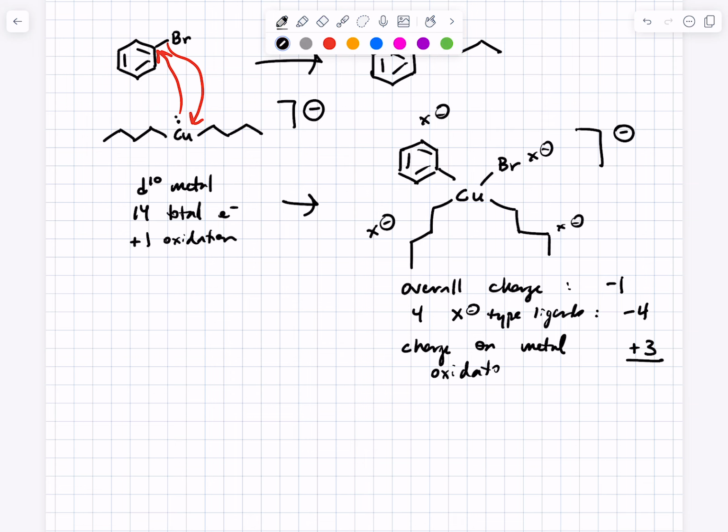That kind of step is a classic mechanistic step. It's a new one in organometallic chemistry. It is called oxidative addition, and it's where you add something to the metal.